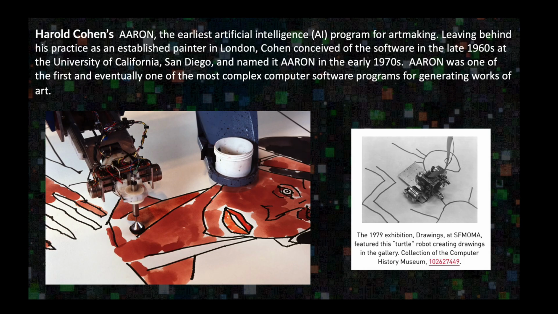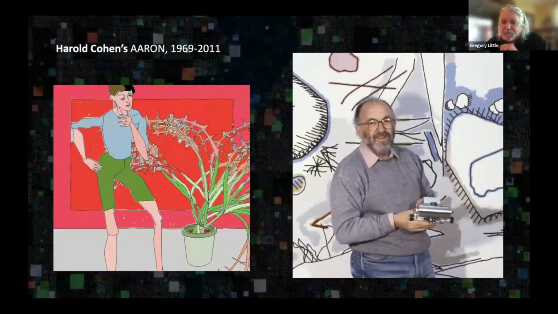Another pioneer was Harold Cohen. He was a traditional abstract painter in London, and he decided he wanted to do this. So he created one of the first artificial intelligence programs called Aaron, and Aaron was a hardware-software combination, a robotic system that made paintings. On the right there, you can see the first little robot, which he called a turtle, which kind of moved around on the canvas and dropped lines.